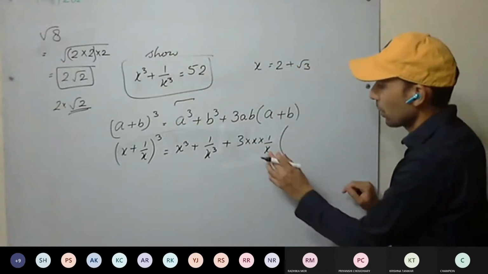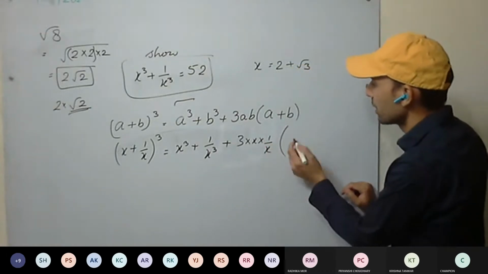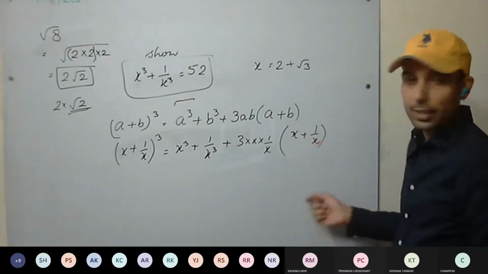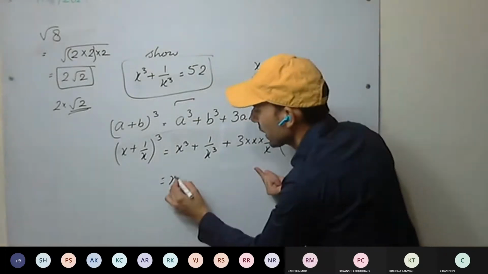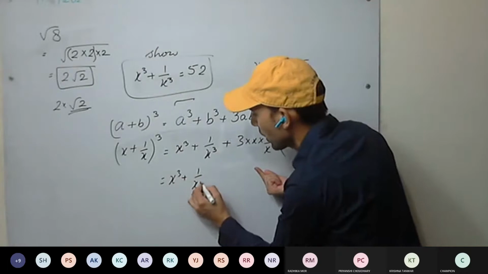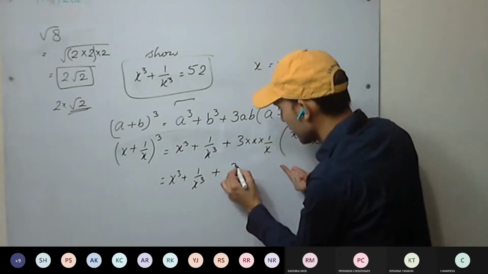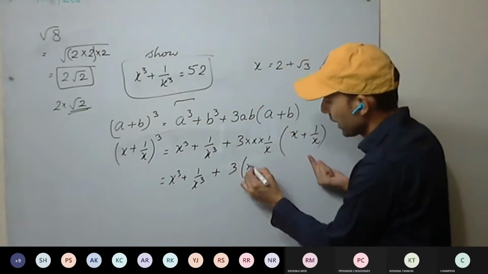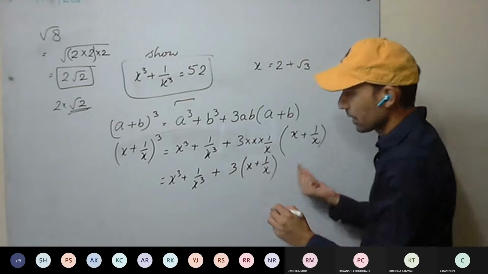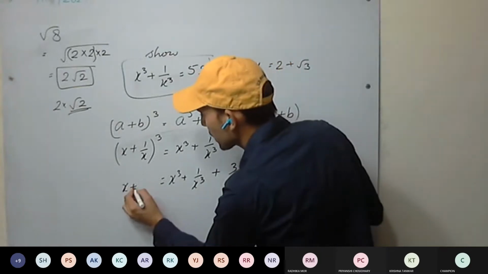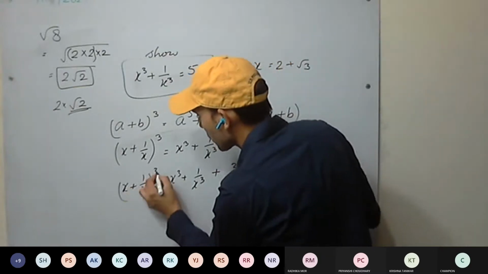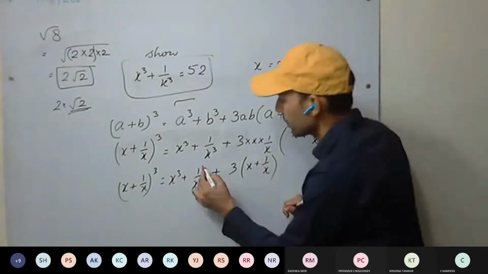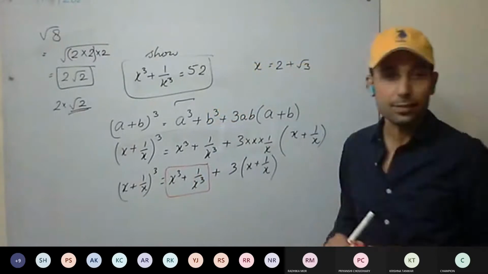Okay, leave it. Times a plus b, x plus 1 upon x. It will be x cube plus 1 upon x cube plus 3, and x into 1 upon x get cancelled, times x plus 1 upon x. This is x plus 1 upon x, the whole cube. And this is what we have to calculate.